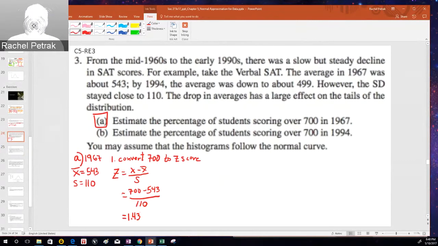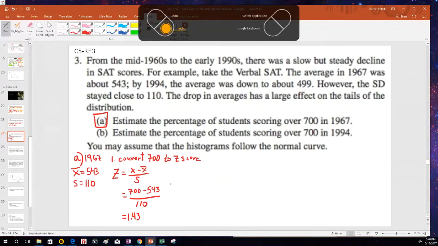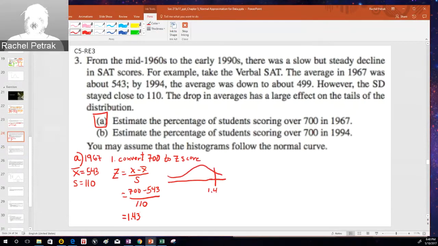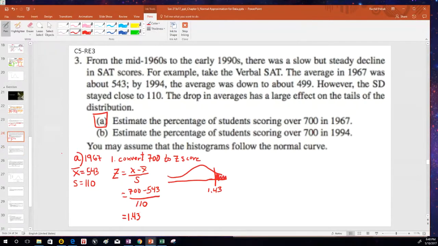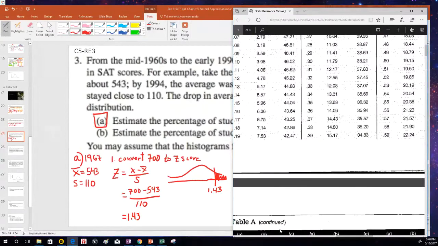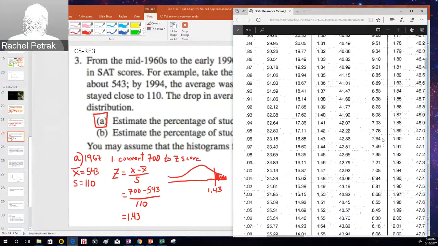Now to find the percentage of students scoring over 700, we can just find our z-score. We can look up our z-score and get the area beyond z. So here we have our z-score 1.43. We want to know the students over 700. Back to our z table. 1.43, and then our area beyond z is 7.64.